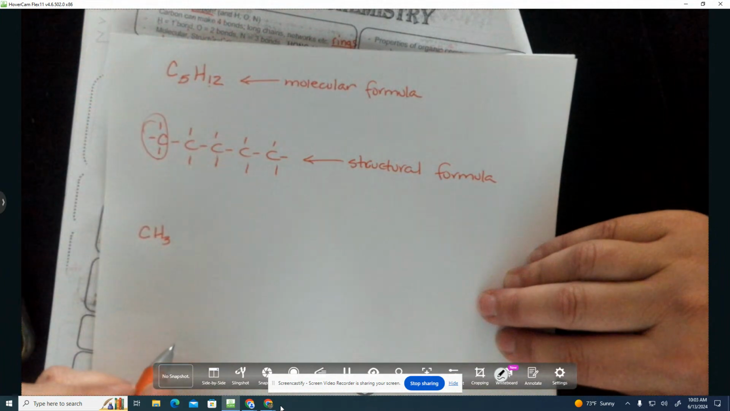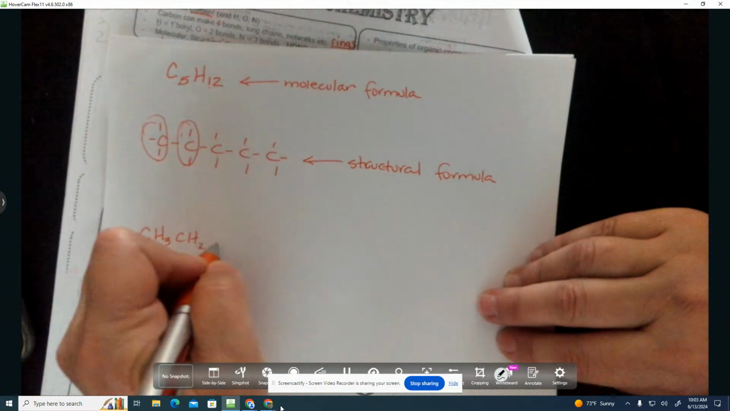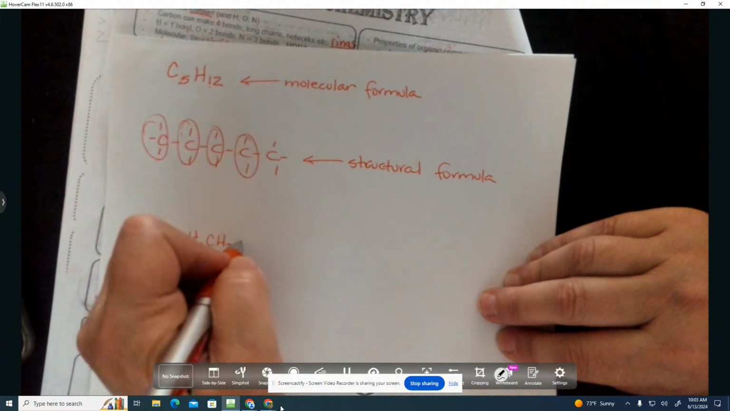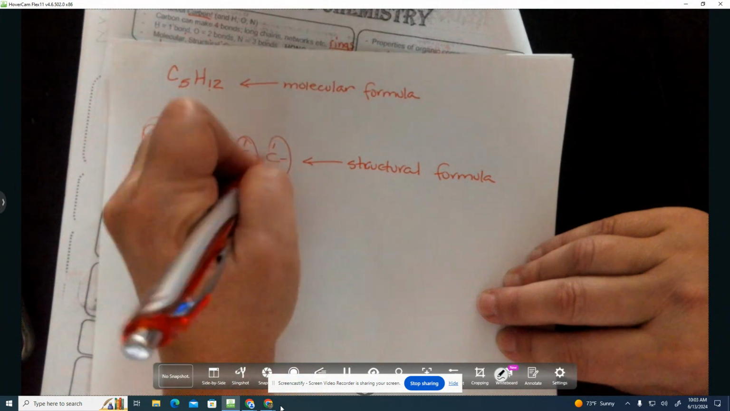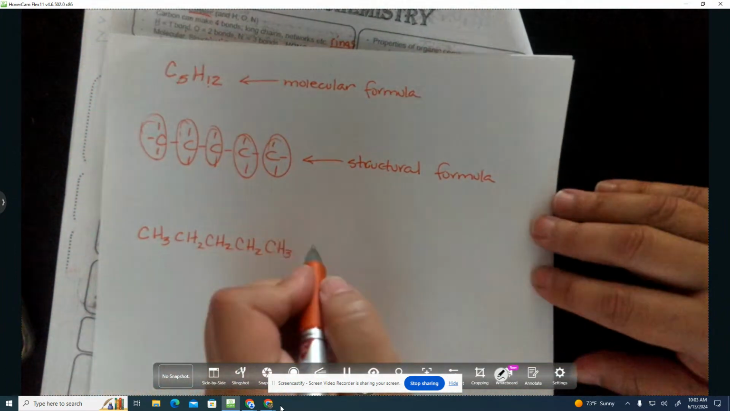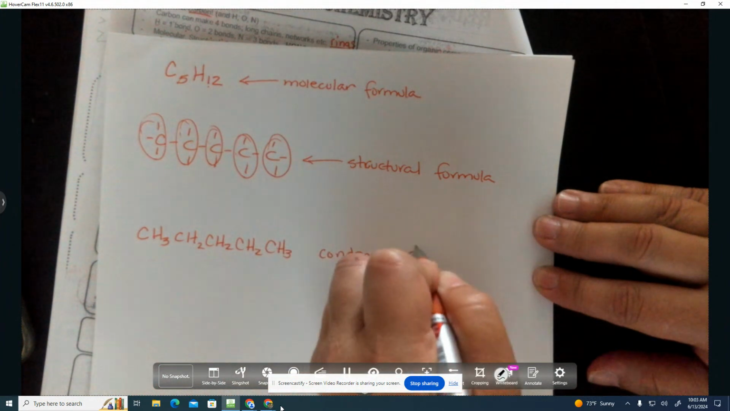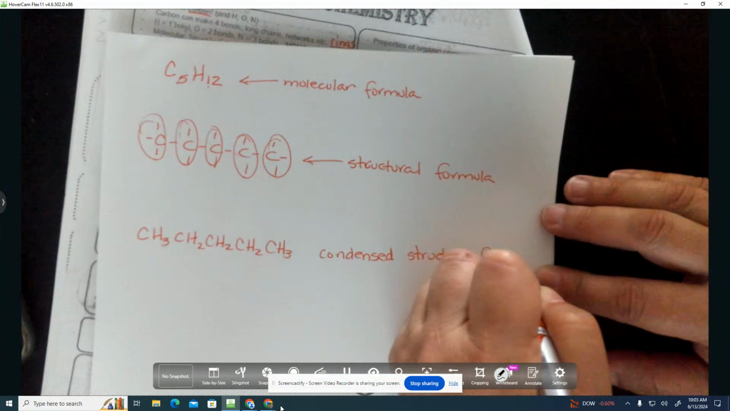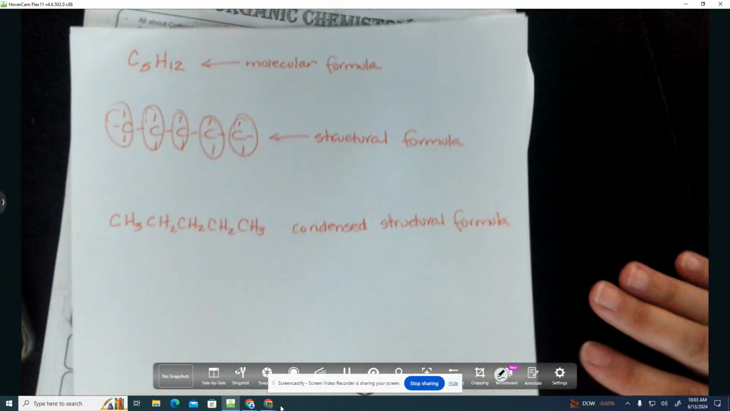CH3, I've got a carbon with 3 H's. CH2, I've got a carbon with 2 H's. Then I got another CH2. Then I've got another CH2. And then finally, I have a CH3 at the end. Okay? That is a condensed structural formula. It's just the structural formula squashed down so it's on one line.